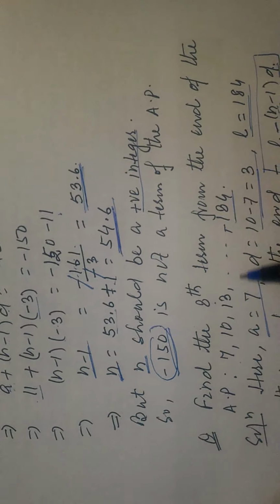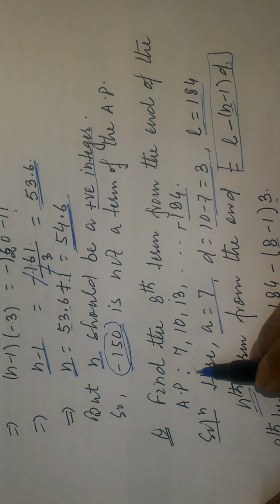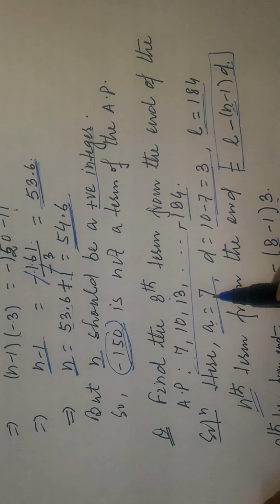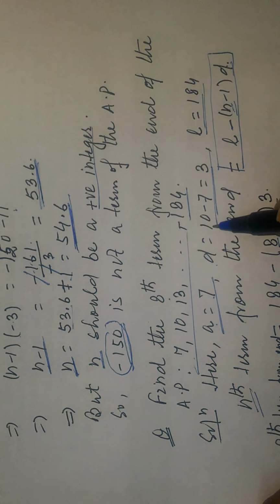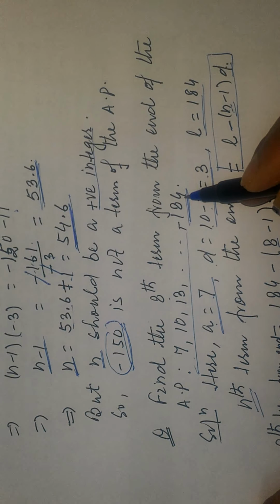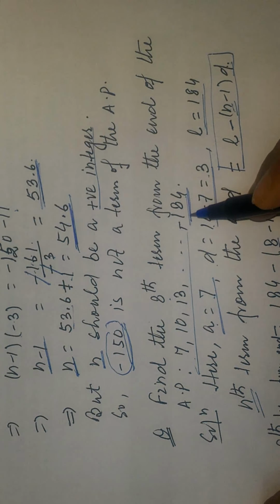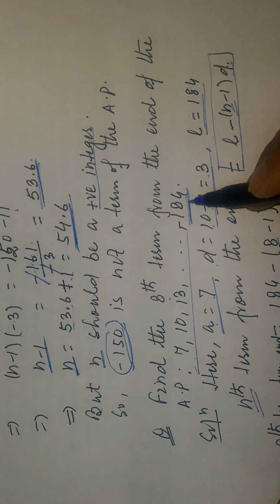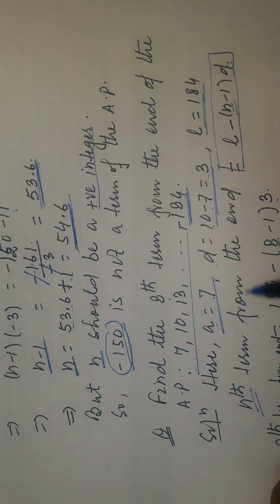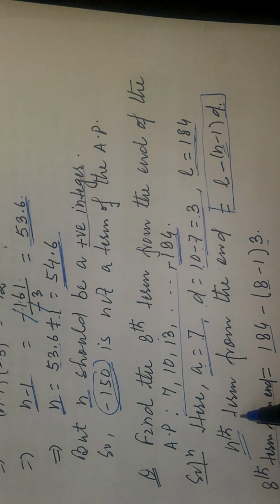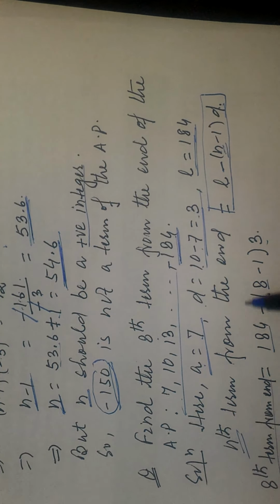Find the 8th term from the end of this AP. Again, since you are having the AP, you write down the information available to you. First term 7, common difference, second term minus first term, 3. Here the nth term, or also we call it the last term. Because it is a finite AP, you will have the last term. The last term is 184.